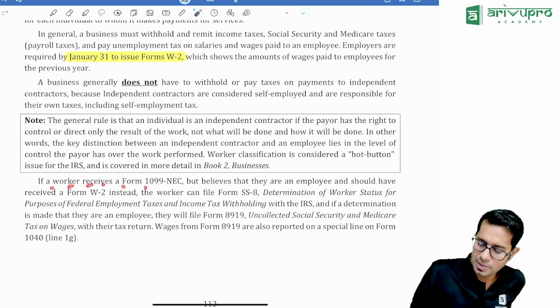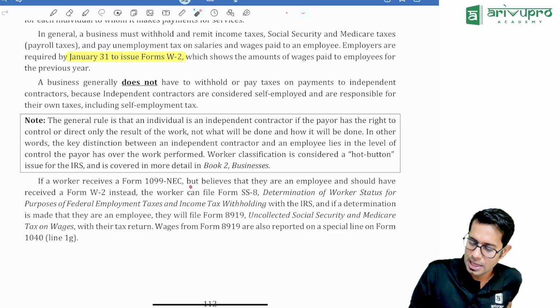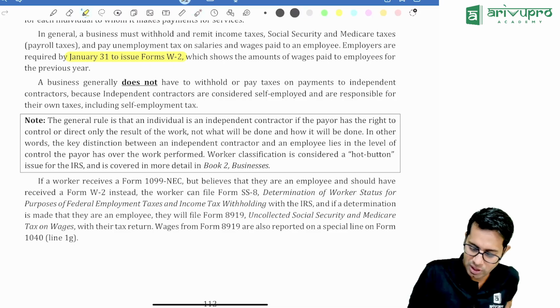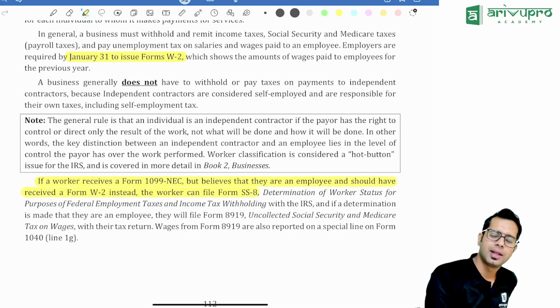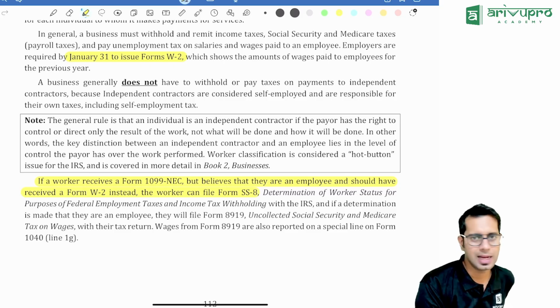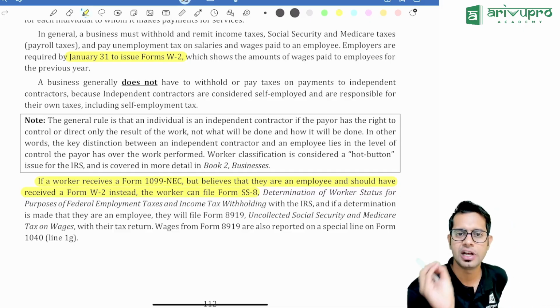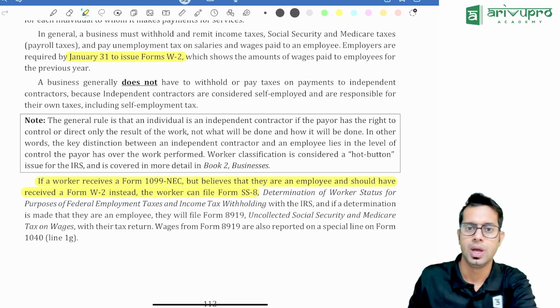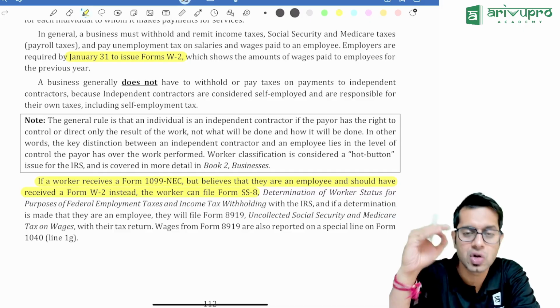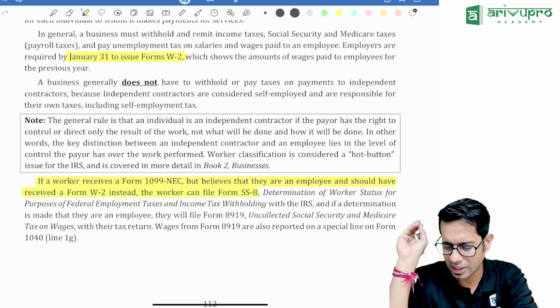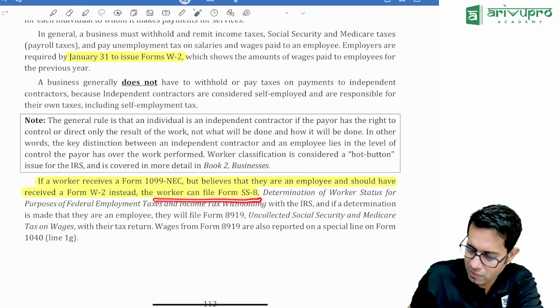If the worker receives form 1099-NEC but believes that they were an employee and should have received form W2 instead, the worker can file form SS8. So what is this point telling, sir? Say for example, the company paid you on form 1099-NEC. That means the company treated you as an independent contractor instead of treating you as an employee. In such cases, the lawmaker says you can make a request for correction.